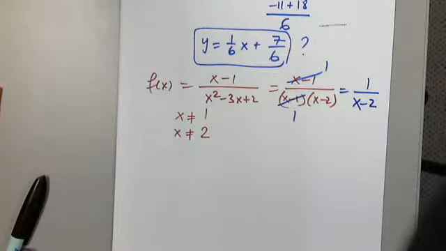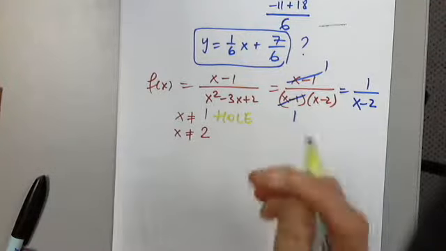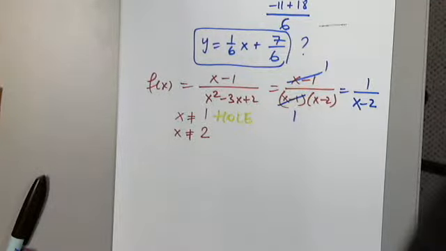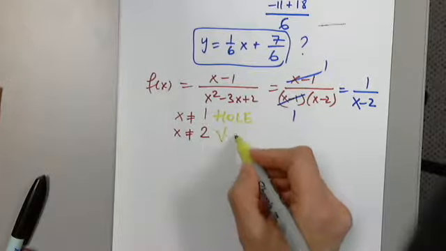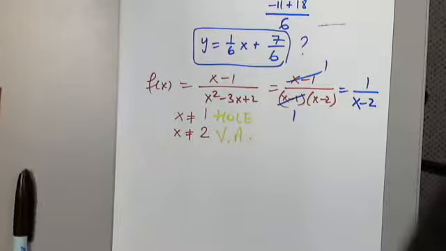What happens to the factor that goes away? What is it? Yes, that would be a hole in the graph, which is x equals 1. What will happen to x equals 2 for sure? Vertical asymptote. Perfect. Awesome. Good. This is not good enough, though. I have to show all limits.